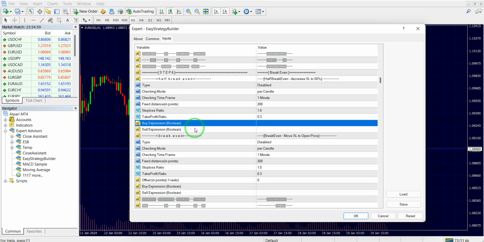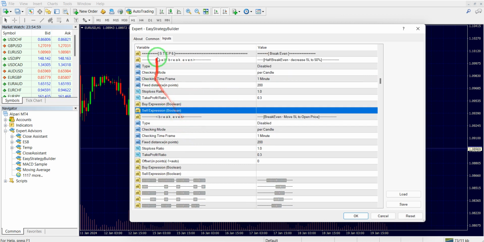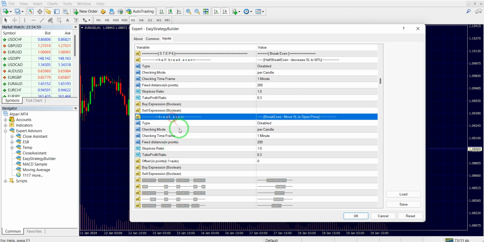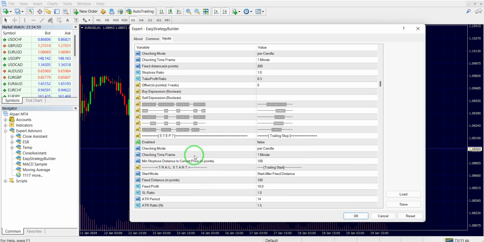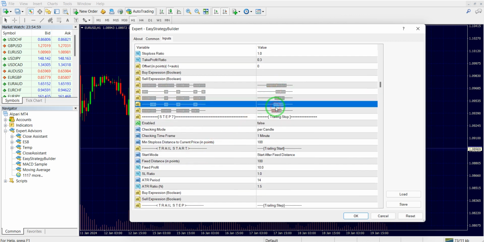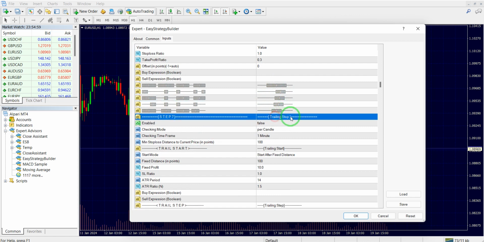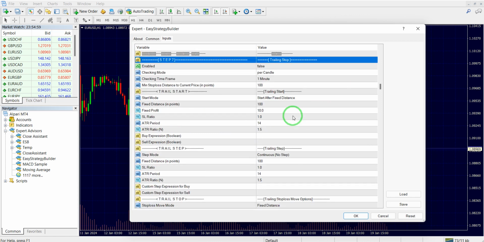Again, here you can write any expression for buy and sell, for your half break even, and also for your break even. And the last step, which is step 7, is about the trailing stop. How ESB moves the stop loss behind the price. So your position is already in profit.